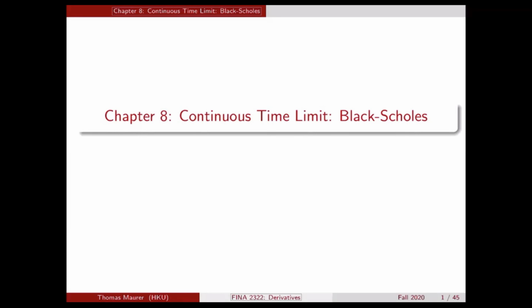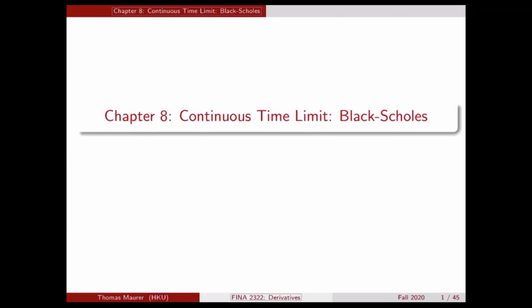In Chapter 8, we're going to look at the model which we have introduced in Chapter 7, in particular that recombining tree where interest rate and these gross returns u and d are constant through all the subtrees within the large binomial tree. And then we take the limit as n goes to infinity, or these time steps become very small, and you basically can trade continuously.